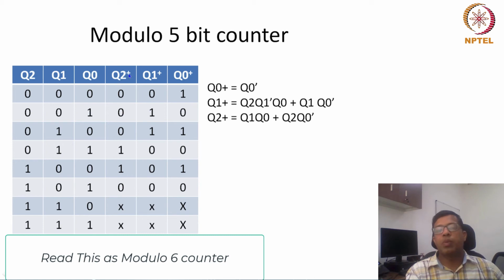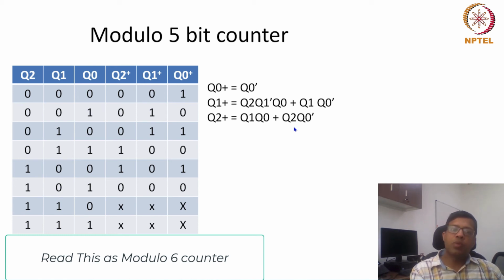Similarly for Q2 plus, again we can create a truth table, and then we can create a K-map and optimize it. In this case I have solved it, and it becomes Q1 Q0 plus Q2 Q0 dash. So this is how we can design any modulo counter.